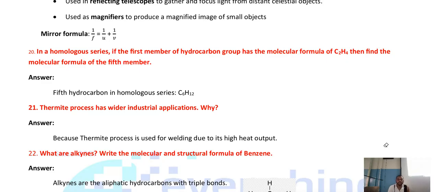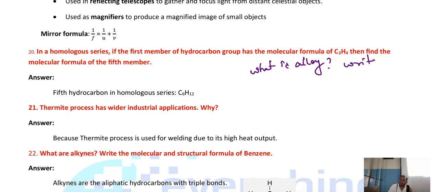Good. Thermite process has wide industrial applications. Why? See children, here we have a reaction called thermite reaction. Here I would like to mention one point. Please remember, major important question: what is an alloy? Make a note.